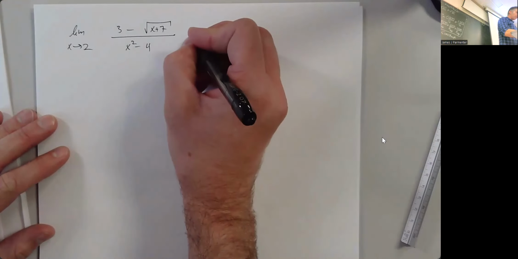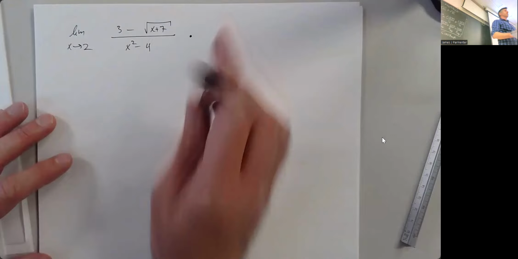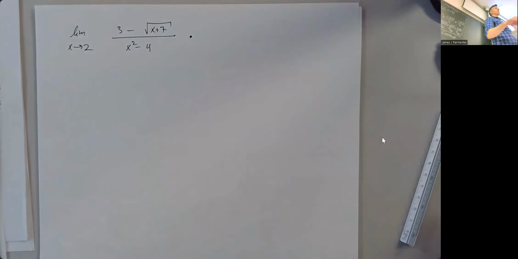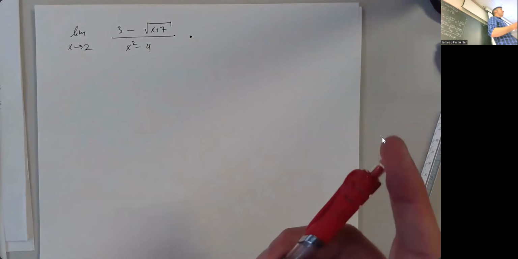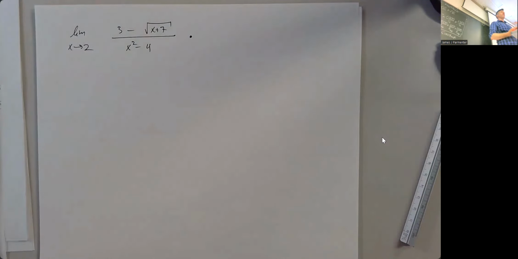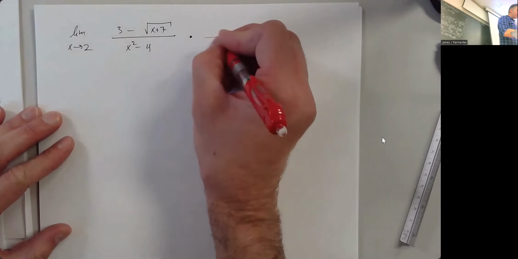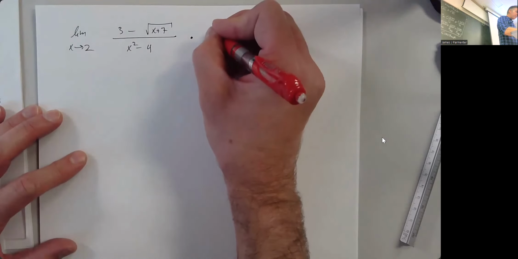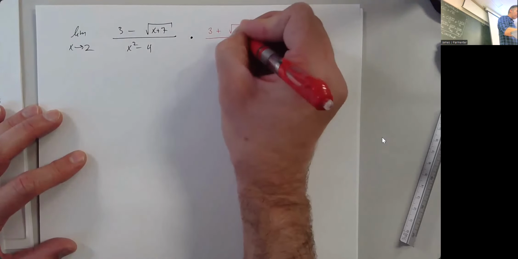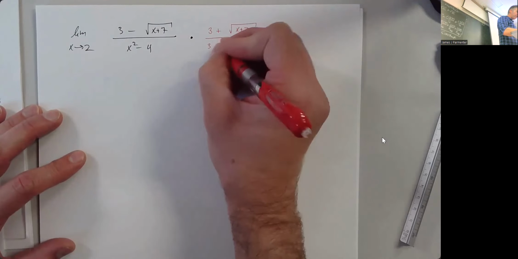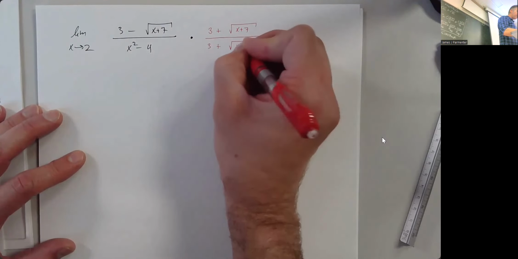When you see square roots, the only way we really can deal with them is by multiplying the top and bottom by the conjugate of that thing that has the square root. So I'm going to multiply the top and bottom of this expression by 3 plus the square root of x plus 7 over 3 plus the square root of x plus 7.